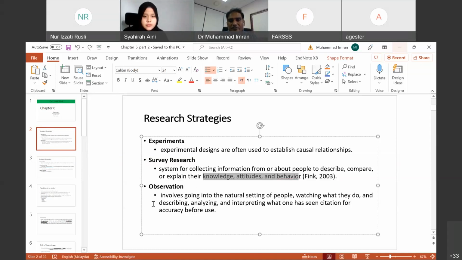Okay, the observations. This is research in a natural setting, in which we watch what people are doing, and describe, analyze, and interpret it. Just observe their work, the performance of the company, the performance of the employees. So observation is a natural setting, live.